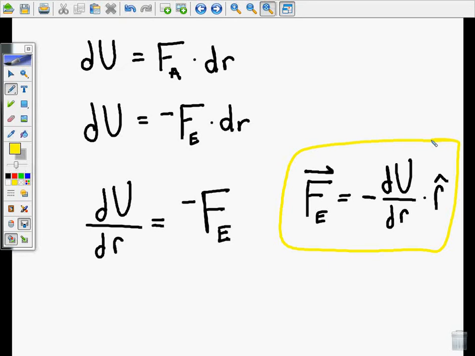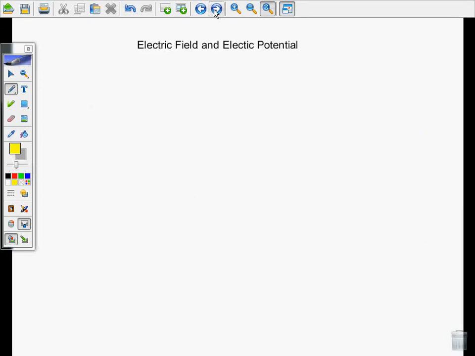So let's look at a sample problem of this, because again, this is like a key relationship that you're going to have to memorize. The electric force is equal to the negative of the derivative of the potential energy function. Well, actually, you know what? We're going to go on to this one first. Another key relationship is between the electric field and the electric potential.